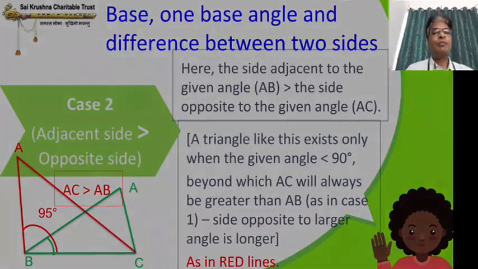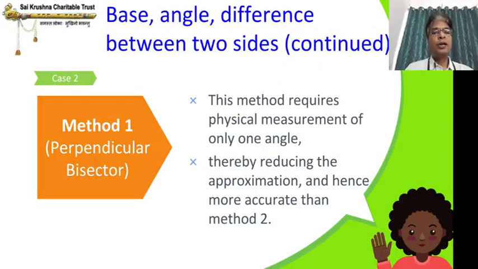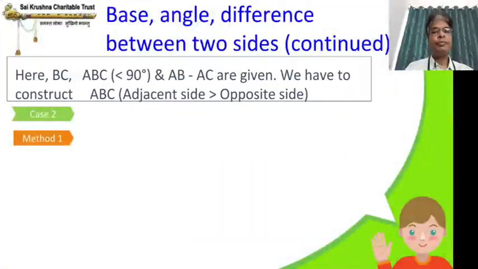I will move forward. From here onwards, I will go very fast because this is nothing but same as method 1 we have seen for difference between two sides except one difference. I will tell you when it comes. Here if you see, AB is greater than AC, so AB minus AC will be given. Everything else is same, BC is given, angle B is given, and instead of AC minus AB, in this AB minus AC will be given.